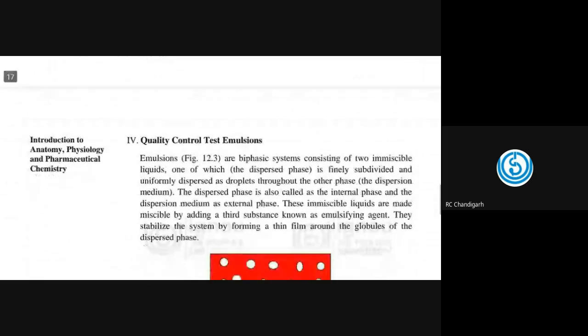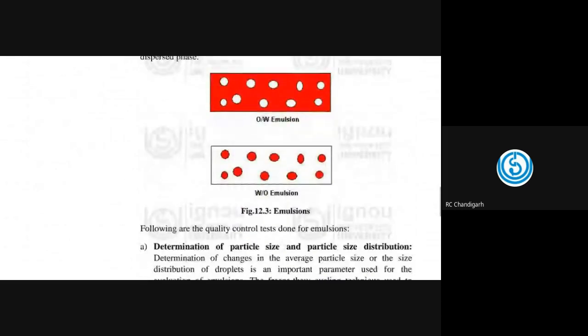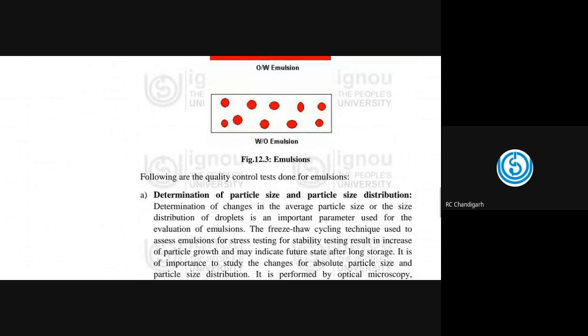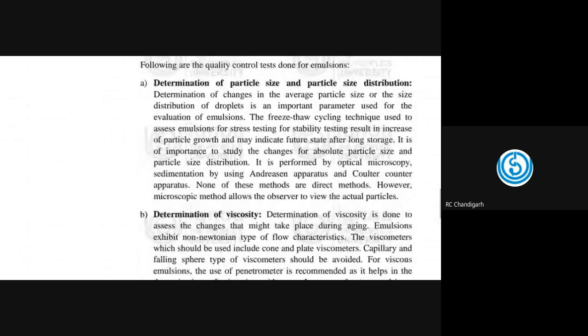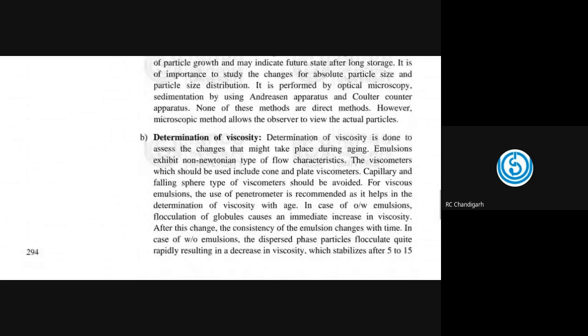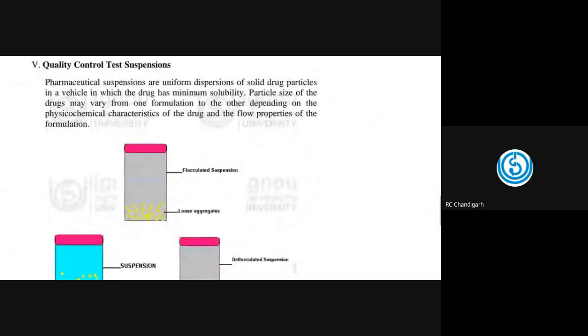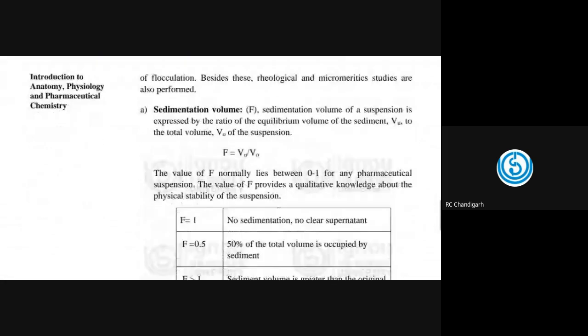Then quality control tests for emulsions include determination of particle size and particle size distribution, determination of viscosity, determination of phase separation, and determination of electrophoretic properties. Quality control tests for suspensions include sedimentation volume, degree of flocculation.